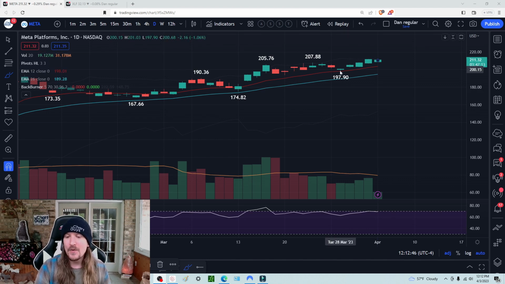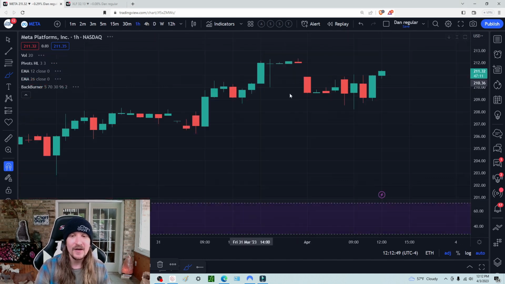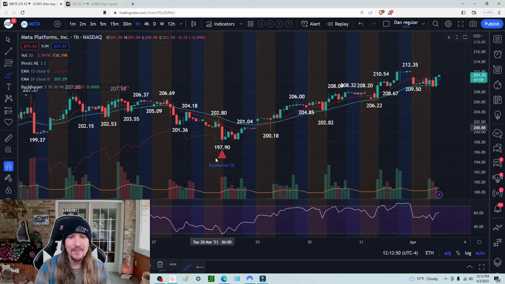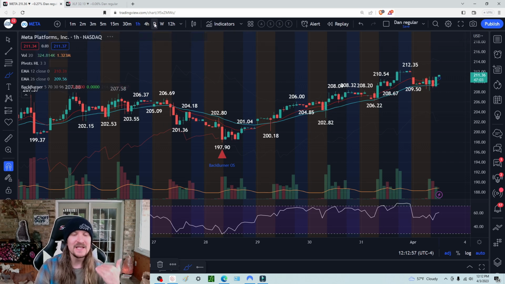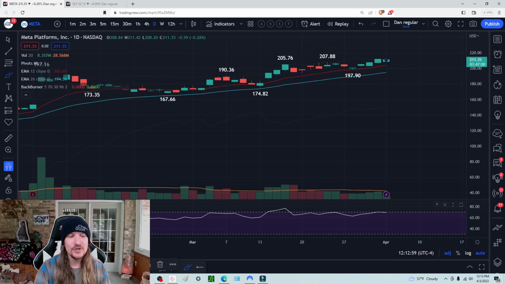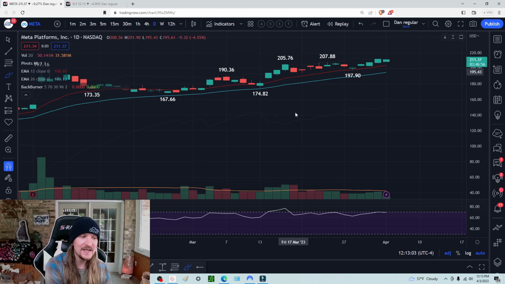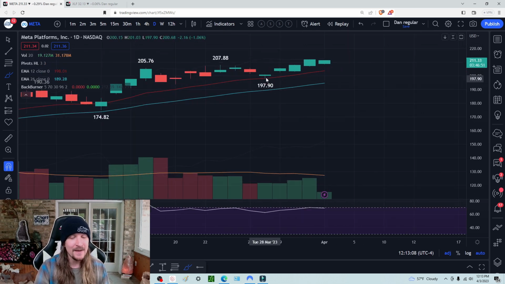So this was just on March 28th, 2023 here, an hourly time frame. We had the Backburner trigger on the morning of March 28th. And that was the bottom. That was the daily high or low. The strongest trends that you will find are when the short-term oversold conditions lead to the longer-term higher lows. And Meta is a perfect example of that. Hourly Backburner triggered right around 198, and then we followed through up to 210 plus.